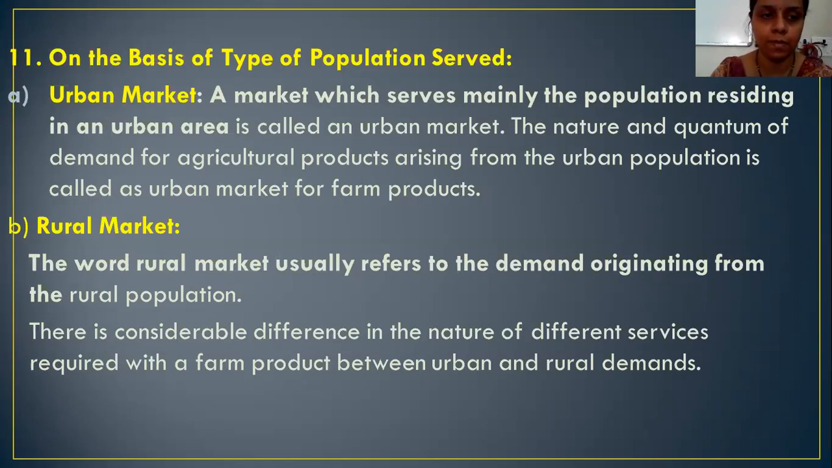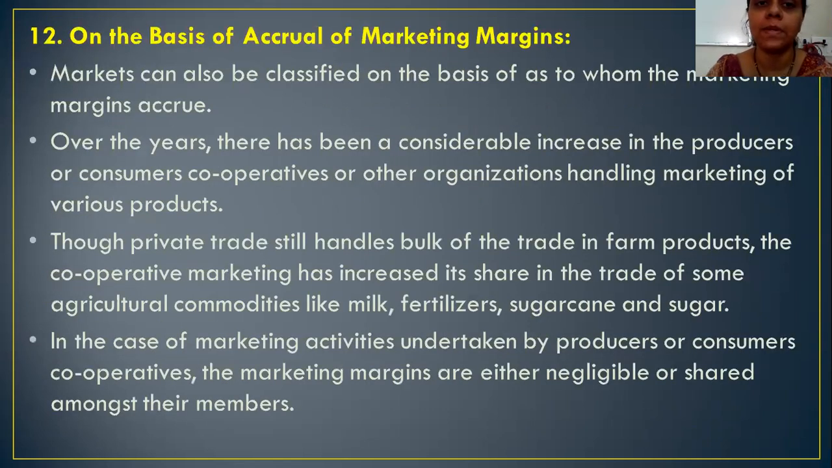Now we see the rural markets. The word rural market usually refers to demand originated from the rural population. There is considerable difference in the nature of different services required with farm products between urban and rural demand. So according to that demand, services change. Okay, and this is the major difference between urban market and rural market. Then the last dimension, on the basis of accrual of marketing margins.